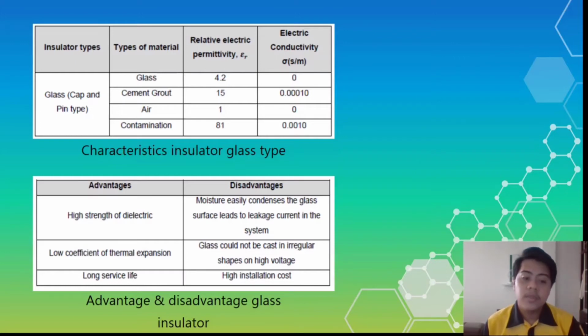So there are several advantages and disadvantages of the glass insulator. So for the advantage, it has high strength of dielectric, low coefficient of thermal expansion, and long service life. As for the disadvantage, the moisture easily condenses on the glass surface, leading to the leakage current in the system. And next, the glass could not be cast in irregular shape on the high voltage application, and also the installation cost is very high.